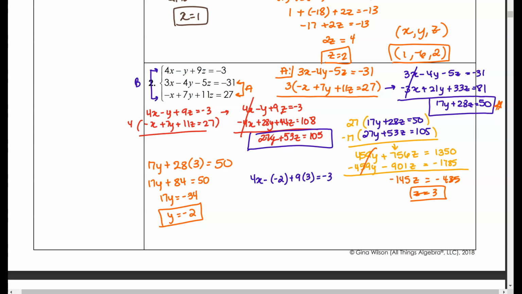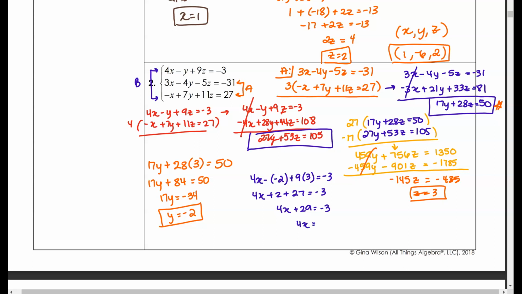All right, so I just went ahead and plugged in the y and the z there. So I get 4x minus 2, that's a plus 2. And then 9 times 3, that gives us a 27. So 27 and 2 is 29 equals negative 3. I'm going to go ahead and move that 29 over, sorry.